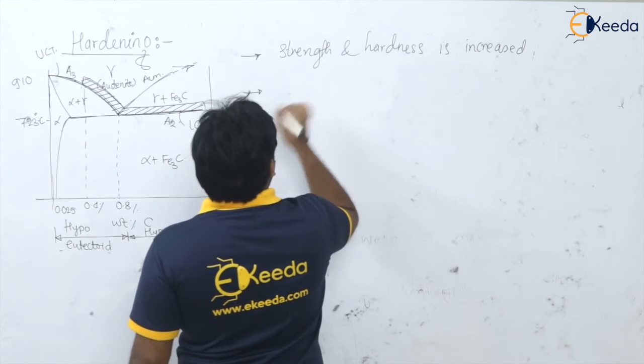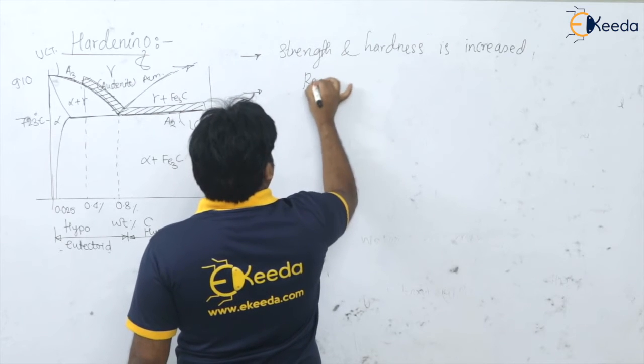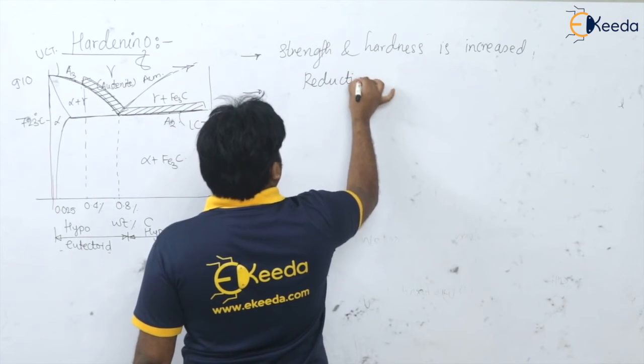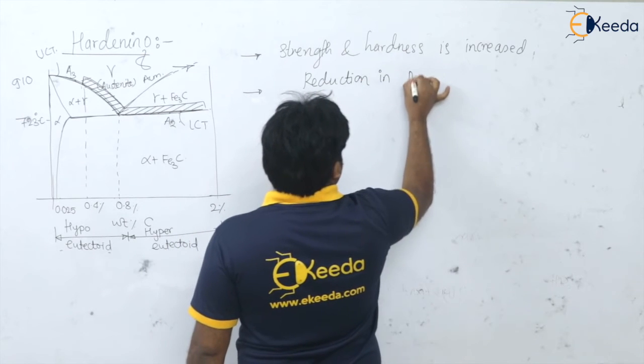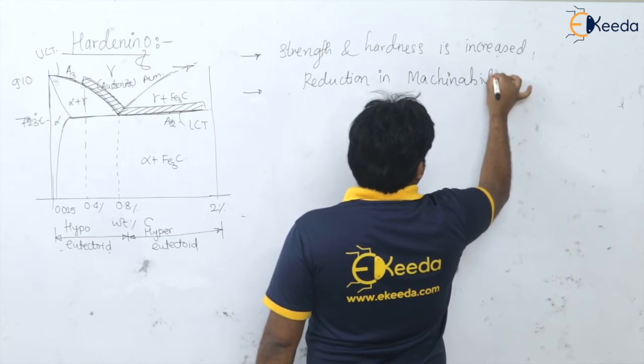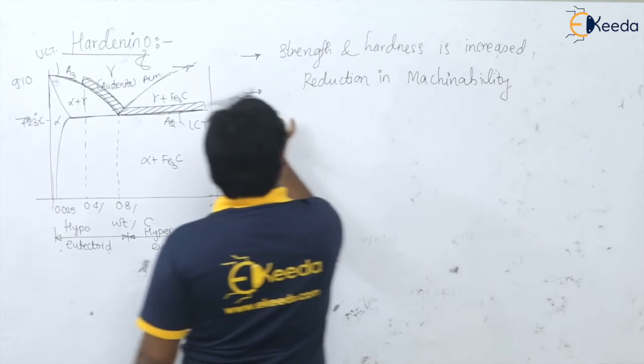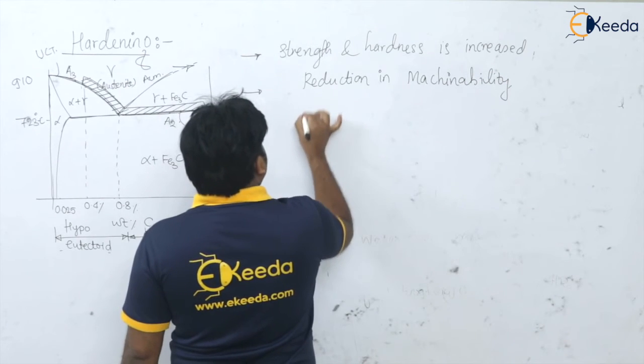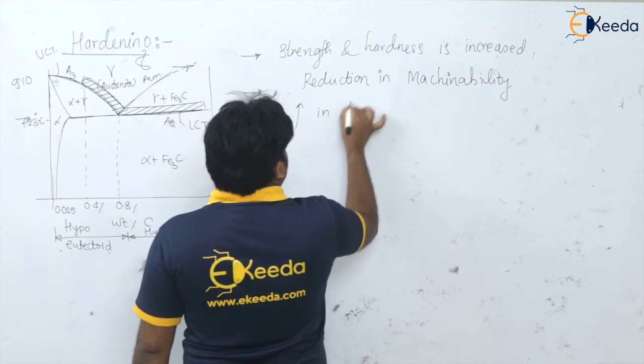Second, there is a reduction in what? Machinability. Please remember, reduction in the machinability. And third, a very important thing is that there is an increase in residual stresses.